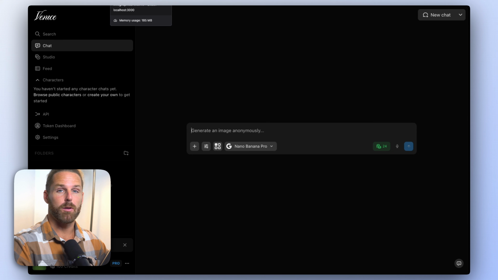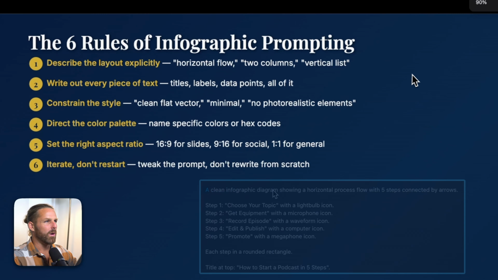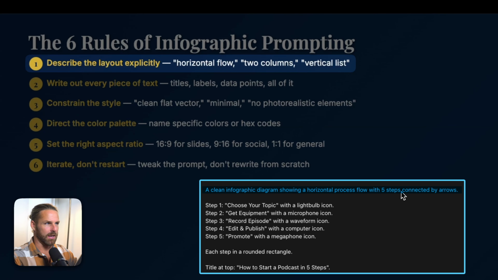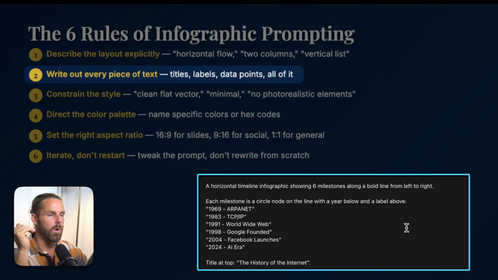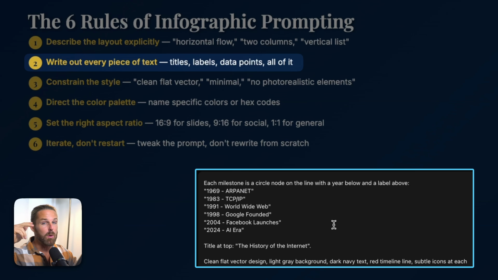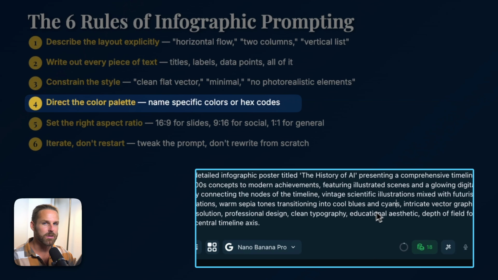So before we start generating, let's look into the best practices for generating infographics. We want to describe the layout explicitly. Is this horizontal? Are there columns? Is it a vertical list? We want to explain how it is we want to see it. We want to write out every piece of text that we want to see in the infographic. We want to constrain the style. We want to tell it what aesthetic to follow. We want to direct the color palette so it stays on brand.